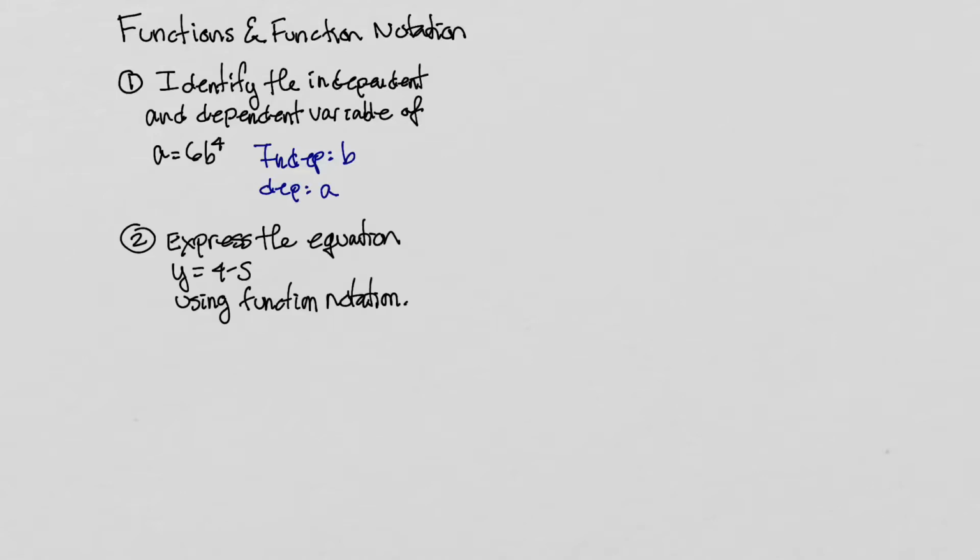Now what we're going to do in number 2 is express this equation, y equals 4 minus s, using function notation. So we can give it some name, call it f, g, h, phi, whatever you like. Let's just keep it simple. Let's call it f. And now in parentheses, we're going to put the independent variable. We're going to put s, because s is independent, y is dependent. So we're going to say this is a function of s, and it's equal to 4 minus s.